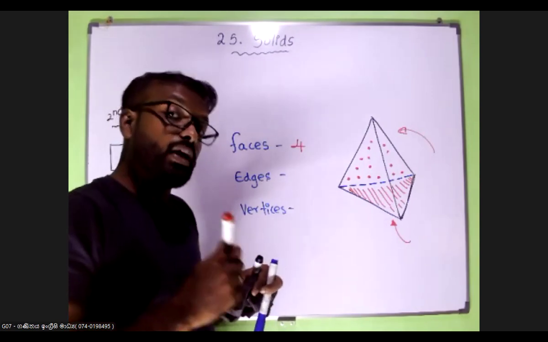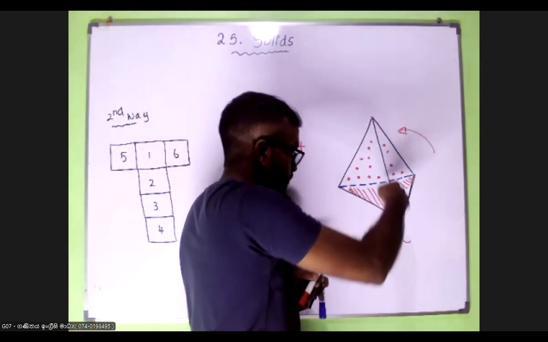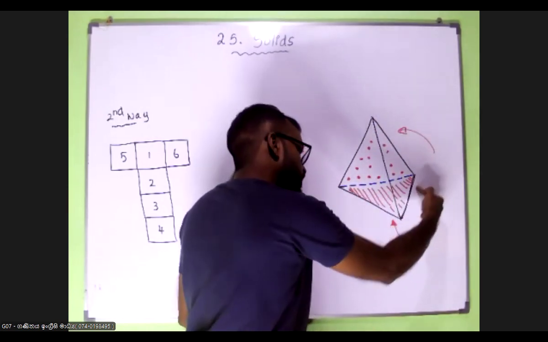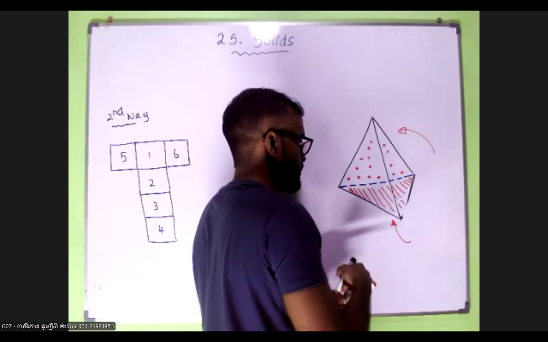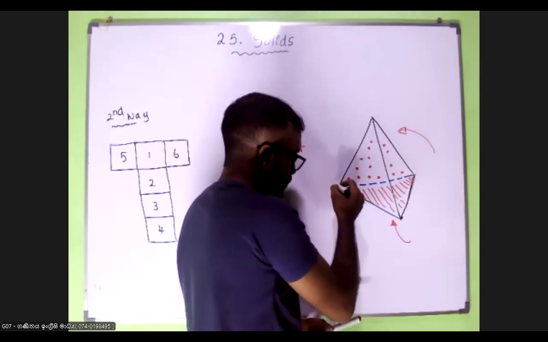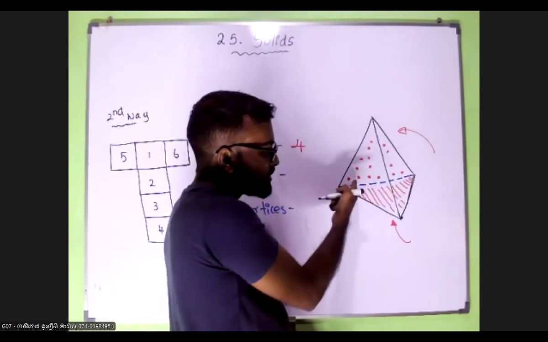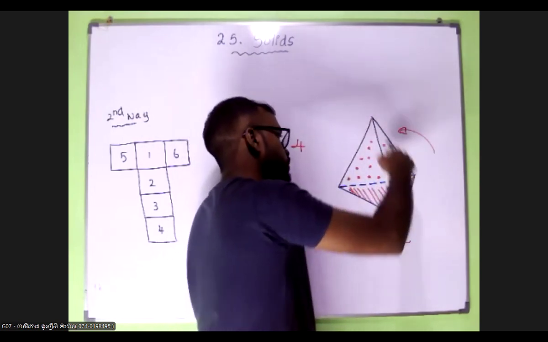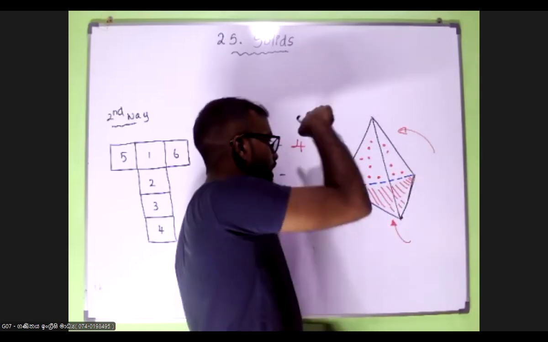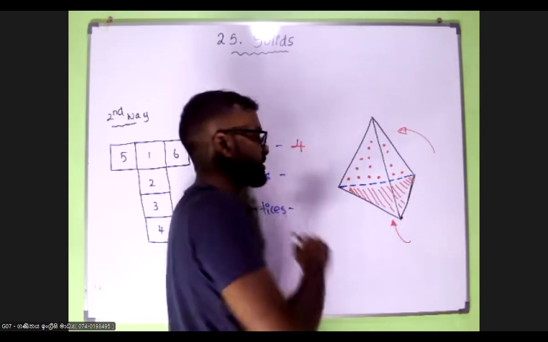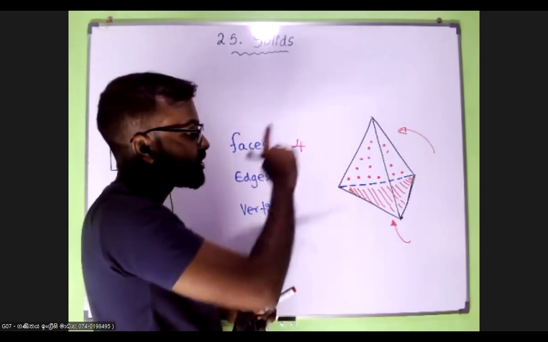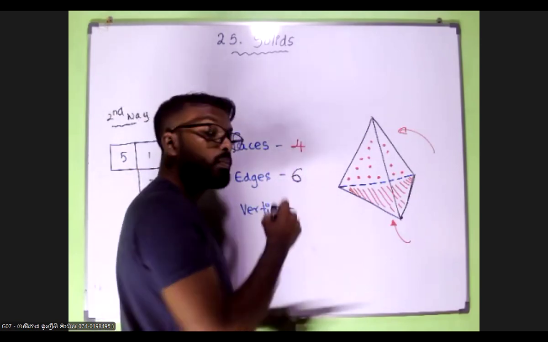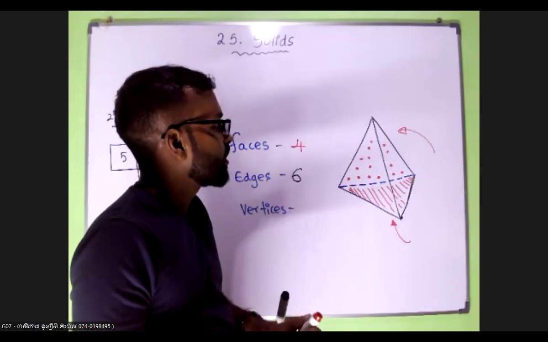How many edges? 1, 2, 3, 4, 5, and this dashed line, we cannot see it, on the other side, 6. So how many edges are there for a regular tetrahedron? 6.